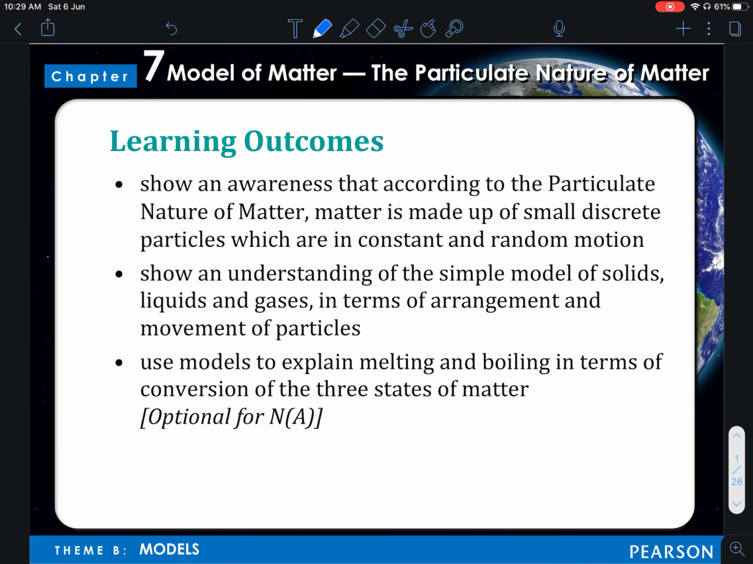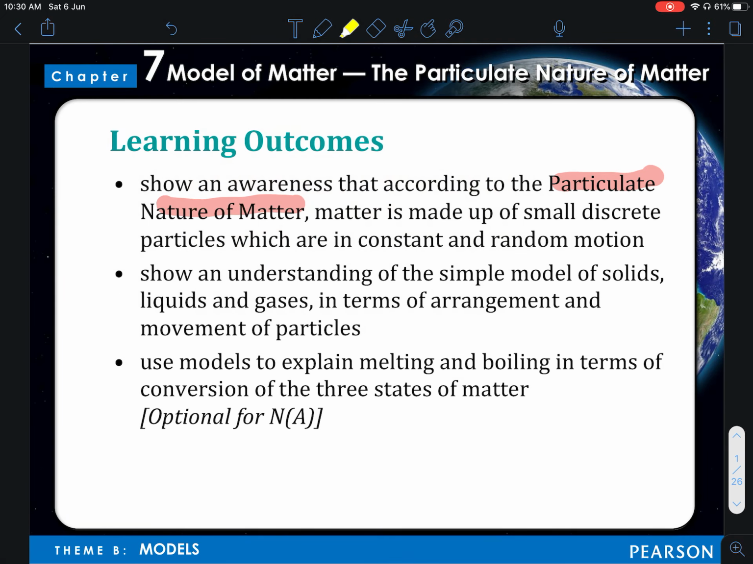Hi, today we'll be talking about the particulate nature of matter. For this particular chapter, we'll be learning a few things. Number one, we'll be learning how particles are always moving around you in constant and random motion, using the particulate nature of matter.